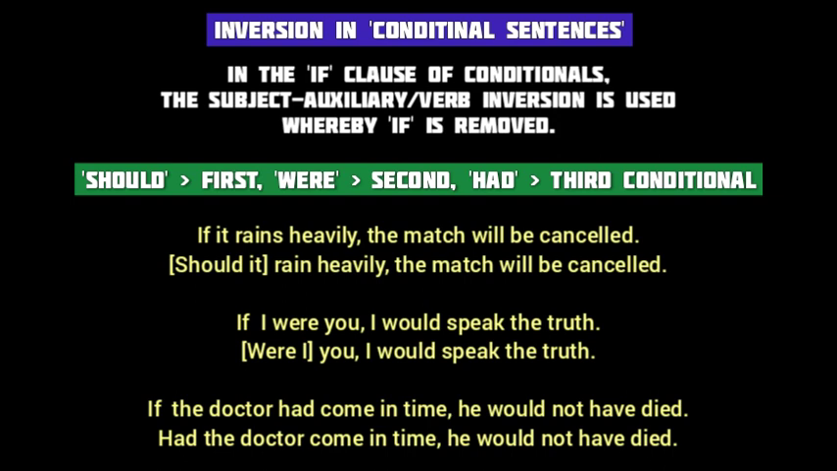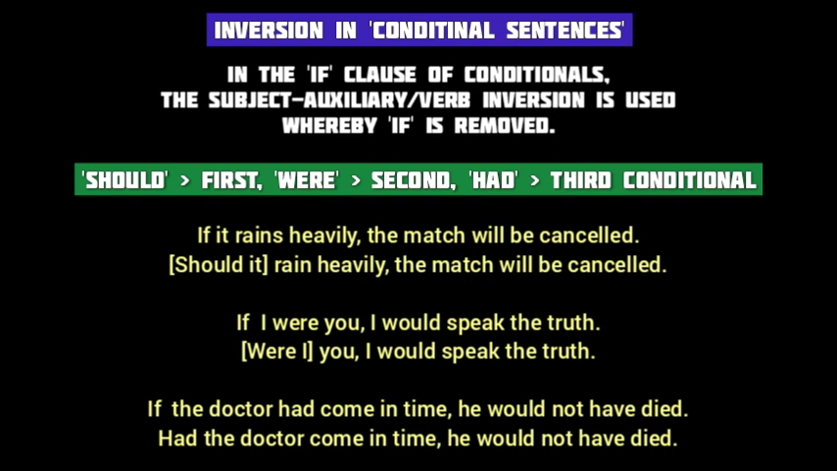In this sentence, the conditional clause "if it rains heavily" has a simple present tense verb rains. Here we are removing the conjunction if and inverting the subject it with the modal auxiliary should. So we have the inverted sentence, "Should it rain heavily, the match will be cancelled." "If I were you, I would speak the truth" is an example of the second conditional sentence. Here too, the conjunction if is removed and the verb were in subjunctive mood is placed before the subject I. So the inverted sentence is, "Were I you, I would speak the truth."